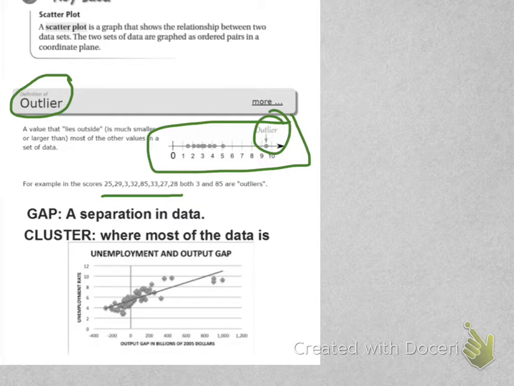This is also a review from last year. A gap is a separation in the data set. So there is a gap between maybe about 500 to about 900. And a cluster is where most of the data is located. So in this example, maybe it's negative 300 through maybe positive 300, okay?